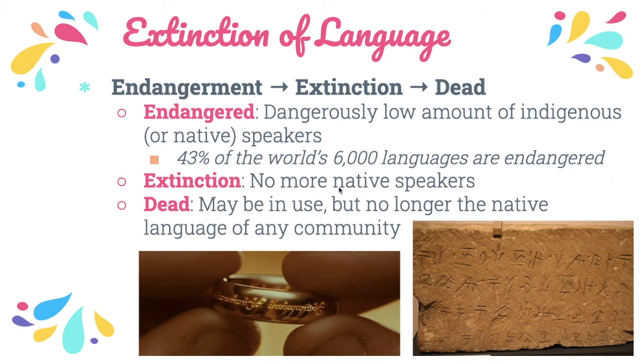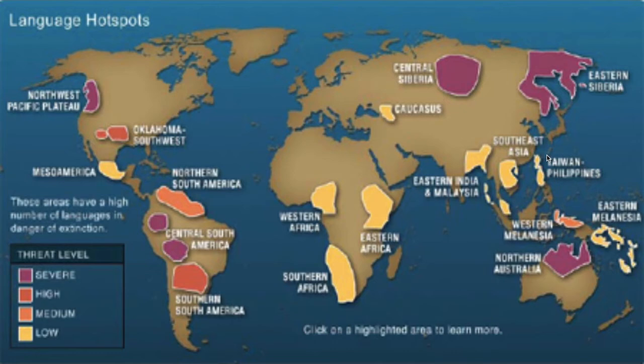Extinct means there are no more native speakers. Simply put, there are no more native speakers. A dead language is different from extinct because it's still in use, but it's no longer the native language of those indigenous communities. So it may be taught, it may be used, but it is not a language that is still used by those indigenous communities. So endangered, extinct, and dead languages.